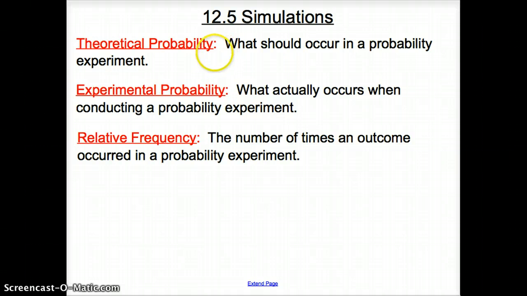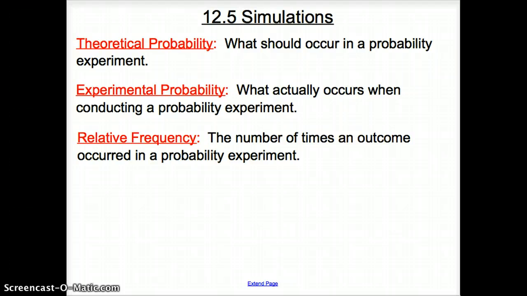that whole time. Experimental probability is what actually occurs, because if I flip a coin 10 times, will 5 land on heads and 5 land on tails? Not necessarily. I might end up with 7 heads, 3 tails, or I might end up with 3 heads and 7 tails. And then relative frequency is just the number of times an outcome occurred in a probability experiment when we actually perform that experiment.